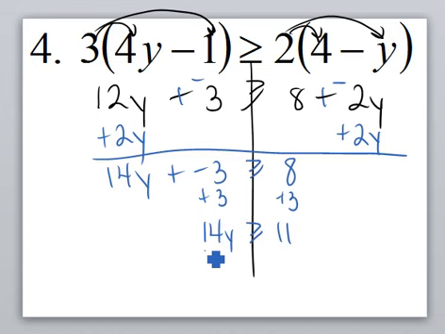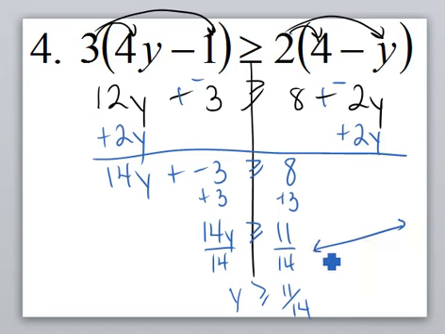We can get a fraction as our answer. Divide by a positive on both sides. And I end up getting 11 over 14. Create my number line. 11 over 14 is between 0 and 1. I'll place 11 over 14 right here with a colored in dot. It says greater than or equal to. My variable's on the left, so I'm okay to shade to the right.